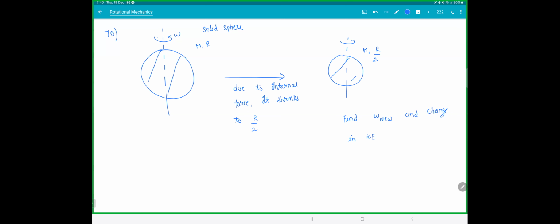Now remember, if the net torque is 0, then the angular momentum is conserved about the axis. Since it is internal forces, there will be no torque.